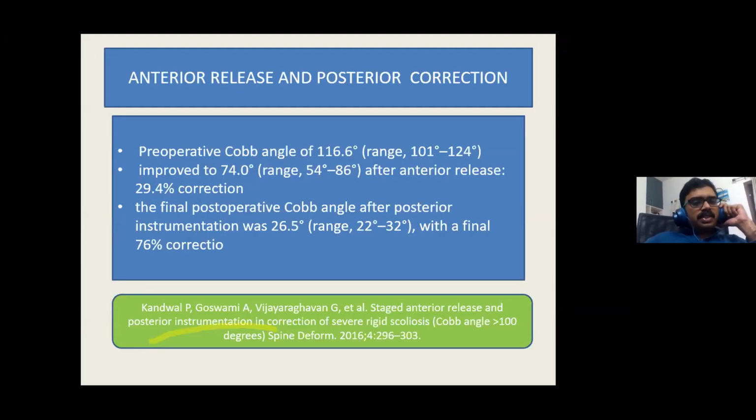But if you take the literature, this is from the Indian literature, a paper published by Arvind Jaiswal and team. They followed up patients with anterior release and posterior correction, where the preoperative Cobb angle was roughly around 116 degrees. After the anterior release and traction, they found only 30% correction. But after the second stage, 2 weeks later, the posterior instrumentation reduced this curve to 25 degrees, which gives nearly 75% correction. So this was in vogue for quite a long time.